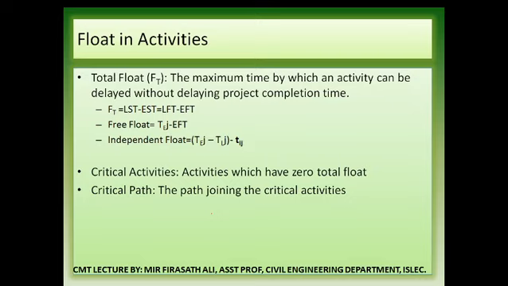We have come across this word called float. So what is float in activities? Floats are of three types. One is total float, one is independent float, one is dependent float. We'll talk about total float first. What is float? It is the maximum time by which an activity can be delayed without delaying the project completion time. Let me give this example.